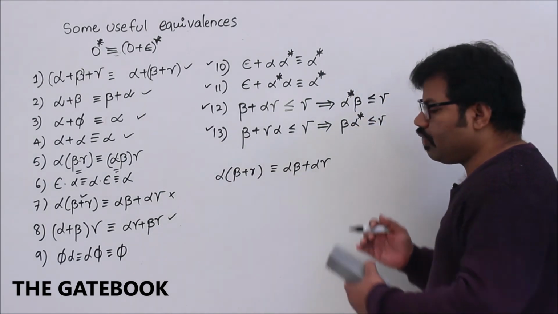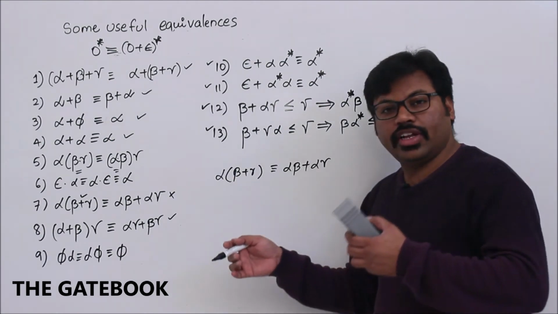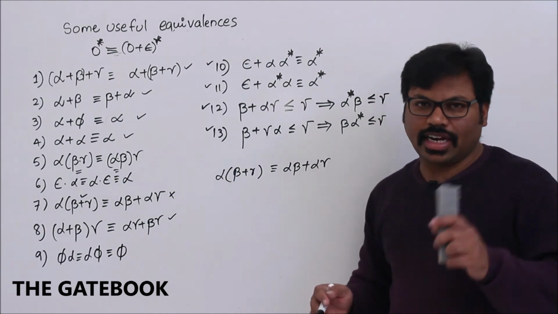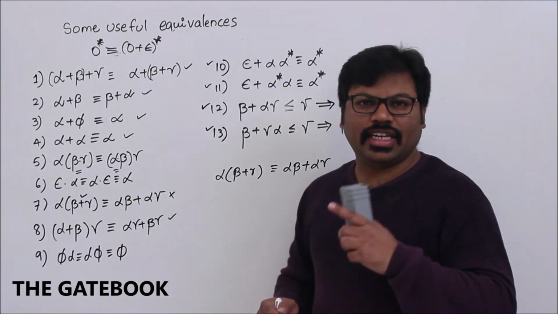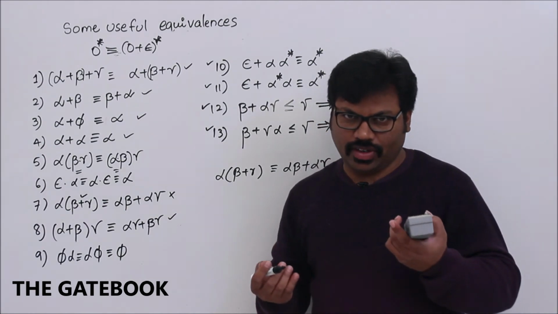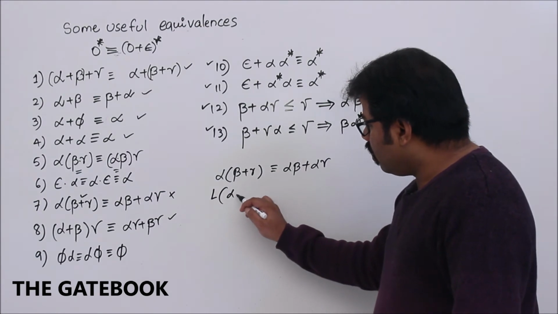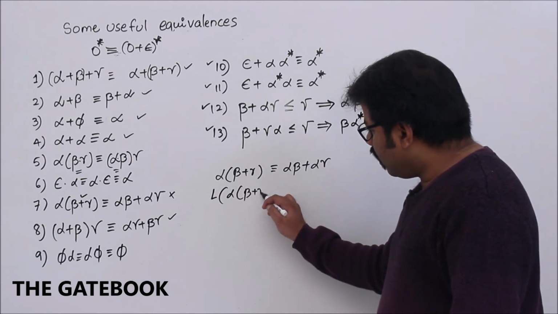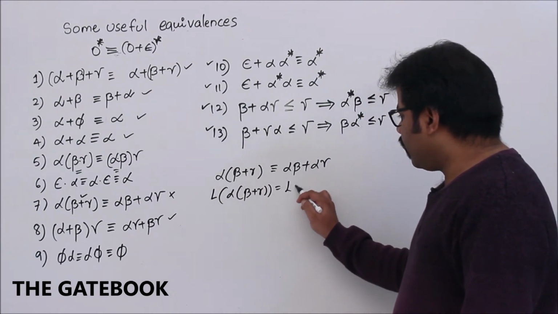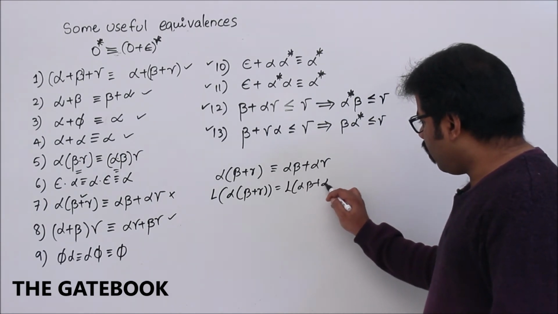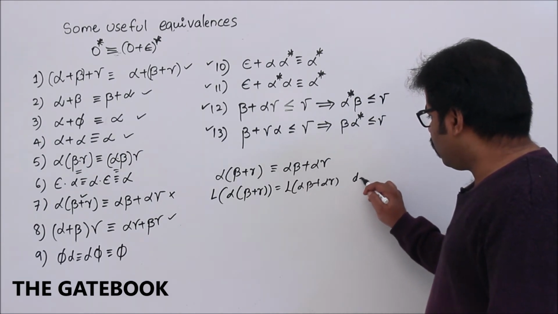See, I always start with fundamentals. So first you should know the definition of equivalence, that is the starting point. When two regular expressions are equivalent, their corresponding languages are equal, right? So let me write that. That means the language of α(β + γ) is equal to the language of αβ + αγ. So that is the definition.